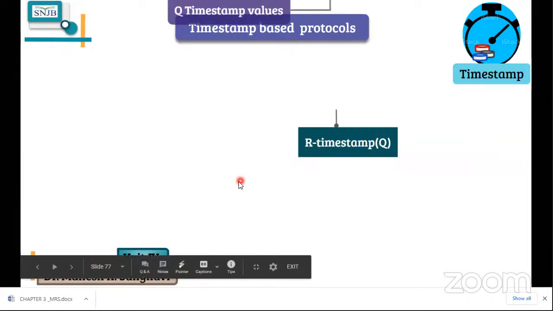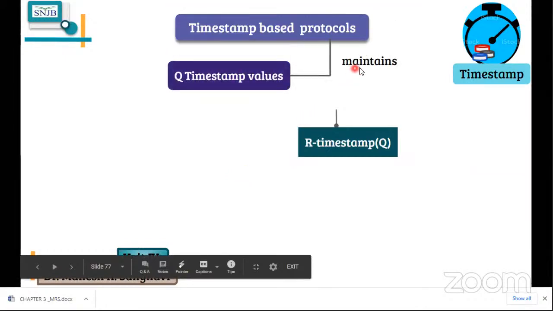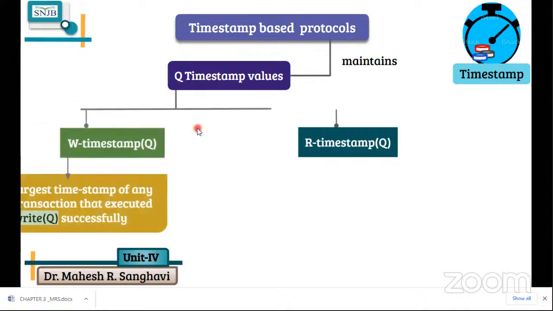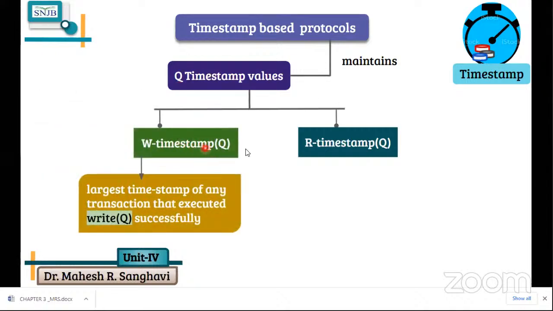Now you need to understand the timestamp protocol. Here it is saying that the timestamp protocol maintains timestamp values for Q. Q means a data item. We can maintain the value of the data item by adding two types of timestamp to it. If you are working on Q in write mode, then a write timestamp will be given to it, and if you are just reading, then a read timestamp will be given.